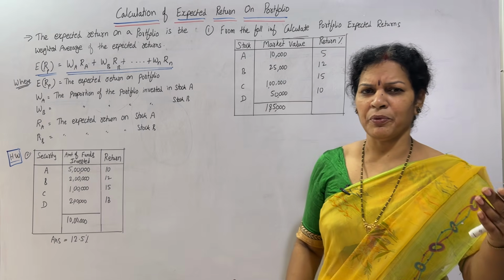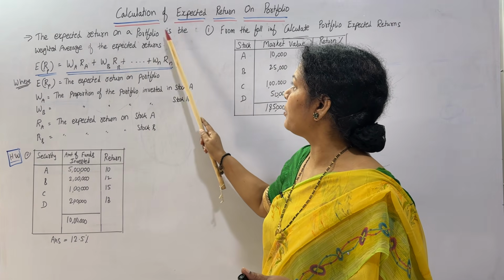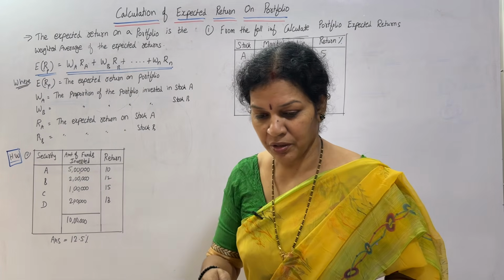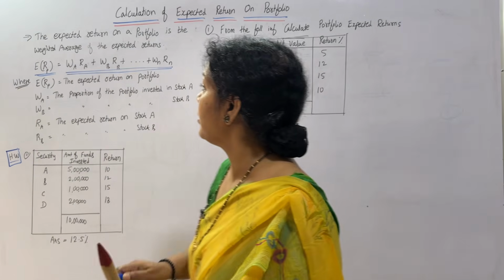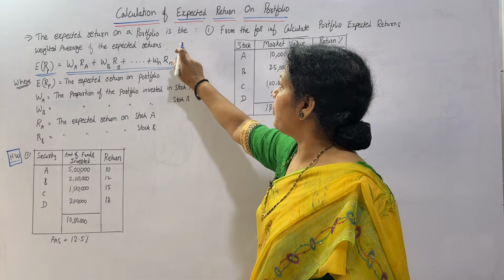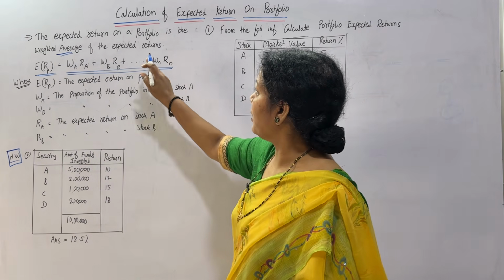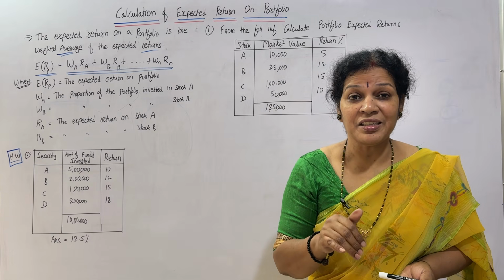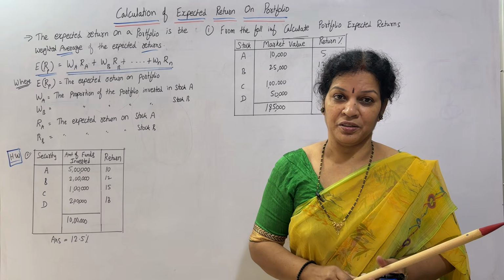There's a simple formula. Before going to that formula, please remember this. The expected return on a portfolio is the weighted average. We take the weighted average of the expected returns. Whatever returns we are expecting, we consider the weighted average, and based on that, we are going to calculate the expected returns.